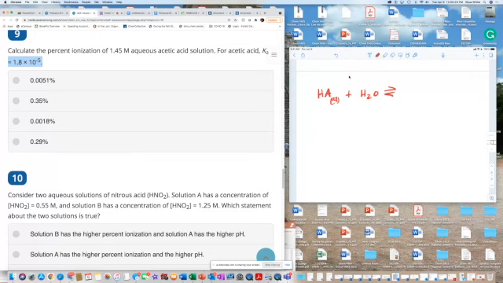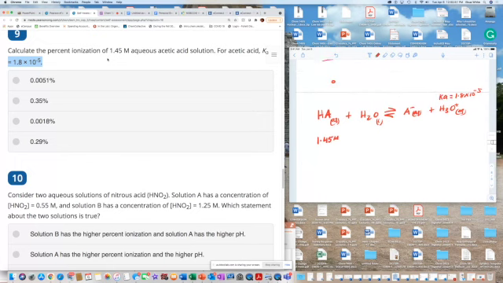And then, yeah, I just go ahead and work this one out. HA in aqueous equals A minus aqueous plus H3O plus, because I feel like I could at least do two ice table problems. Okay, I have Ka here, which is 1.8 times 10 to the negative 5, and they gave me the concentration of the acid, 1.45. They want me to get the percent ionization.